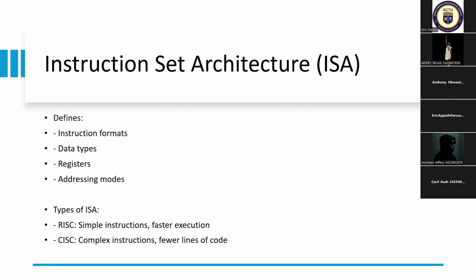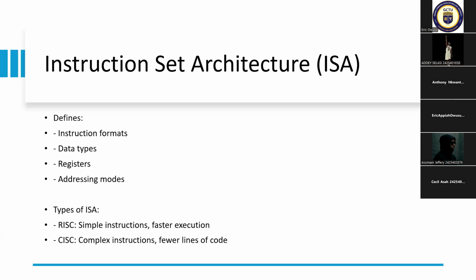Yeah, so I'll be talking about the instruction set architecture. So this simply defines how a computer understands and executes instruction. And when it comes to the ISA, it deals with instruction format, which is how instructions are structured, data types, the type of data which will be processed, registers, which are small, fast storage units inside the CPU, and the addressing mode, how the CPU locates data in the memory.